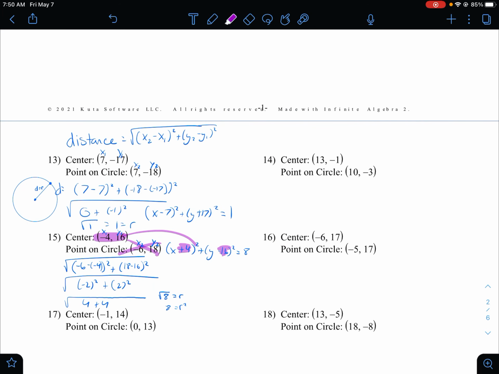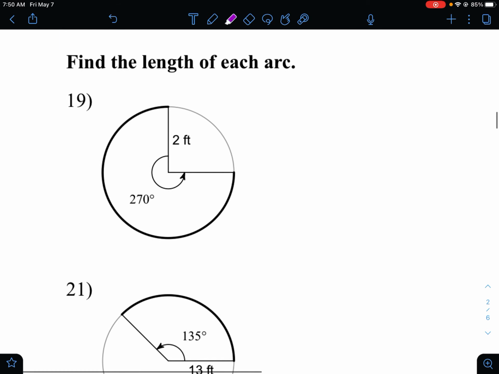I know I'm throwing a lot at you, but you guys are killing it. All right, so let's go ahead and try arc length here.